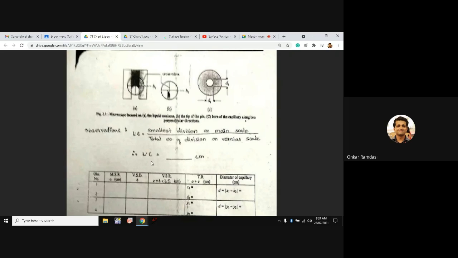Now observations, the least count. What is the least count of the traveling microscope? 0.001 centimeter. Okay, how do you get that? It is the smallest division on the main scale divided by the total number of divisions on the vernier scale. What is the smallest division on the main scale? 0.1. Okay.